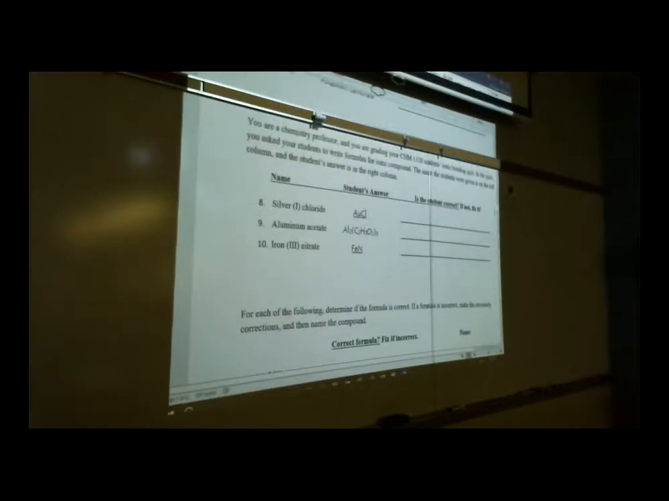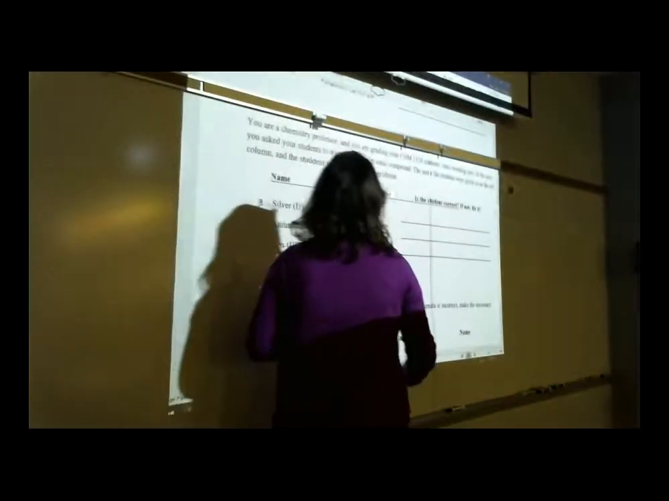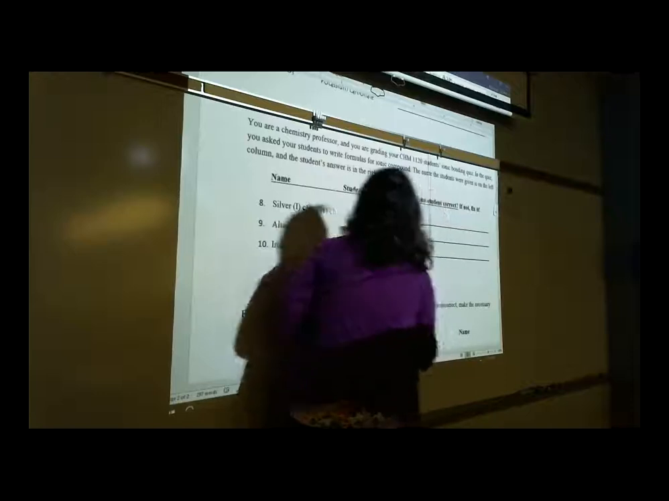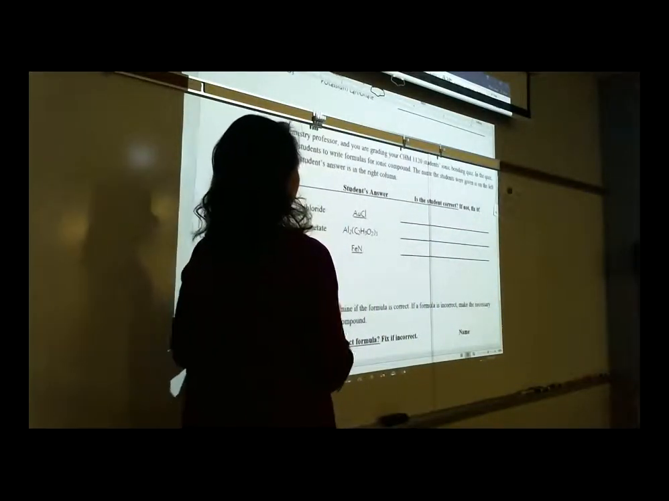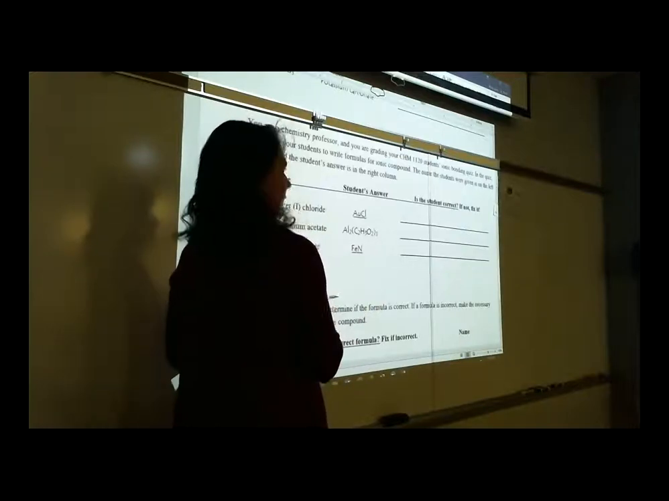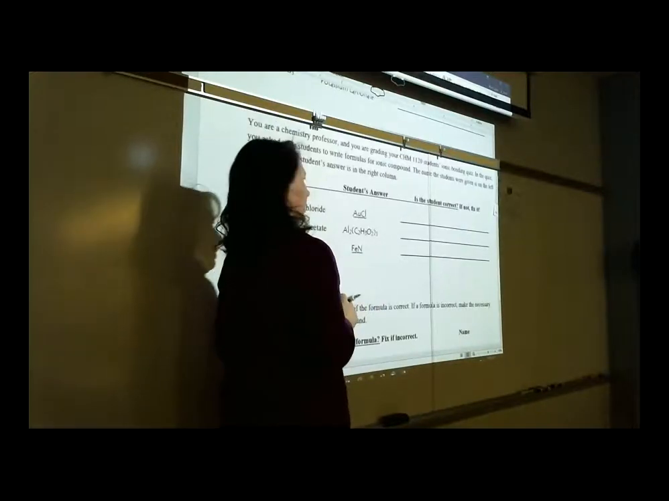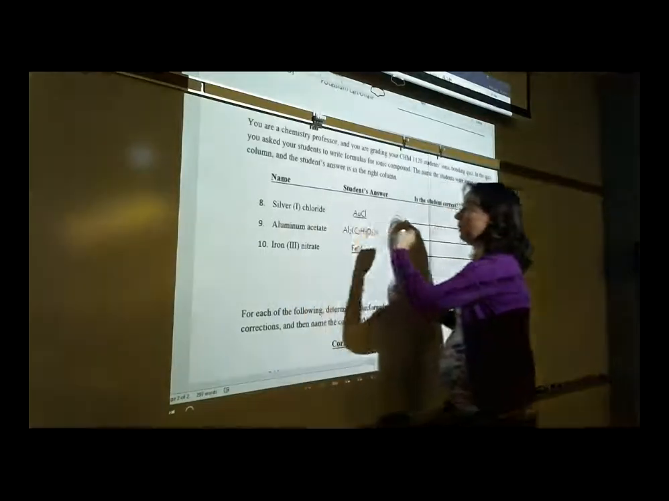All right, same thing. You're grading your students' work. In the quiz, you ask the students to write formulas for a compound. So this is what I asked you to do. This is what the student did. We're going to grade our student and find out, is our student correct or is our student going to lose some points? Silver 1 chloride.